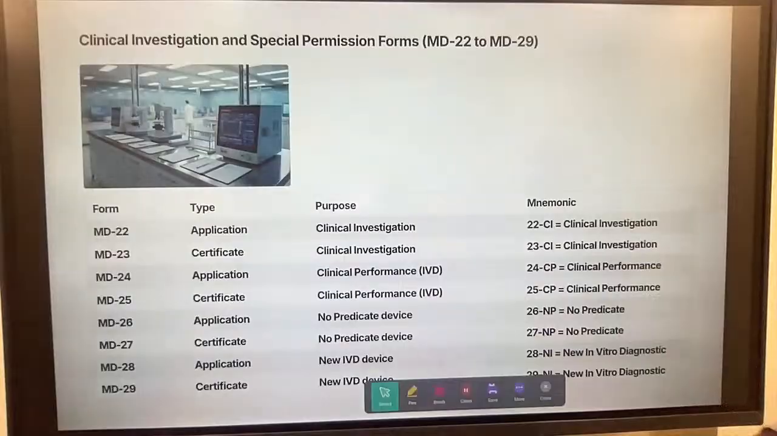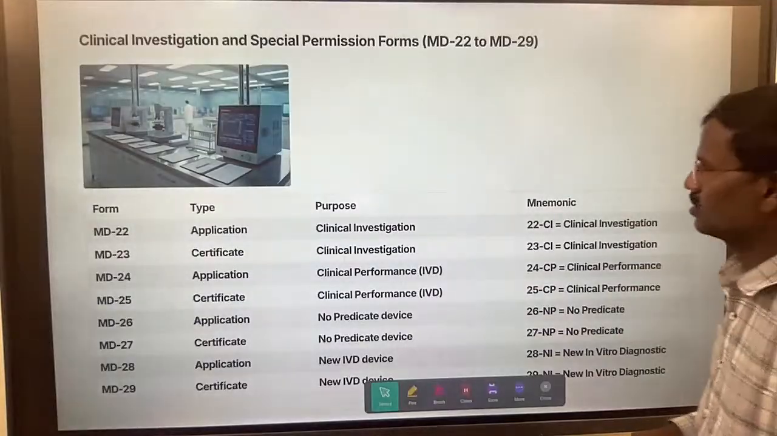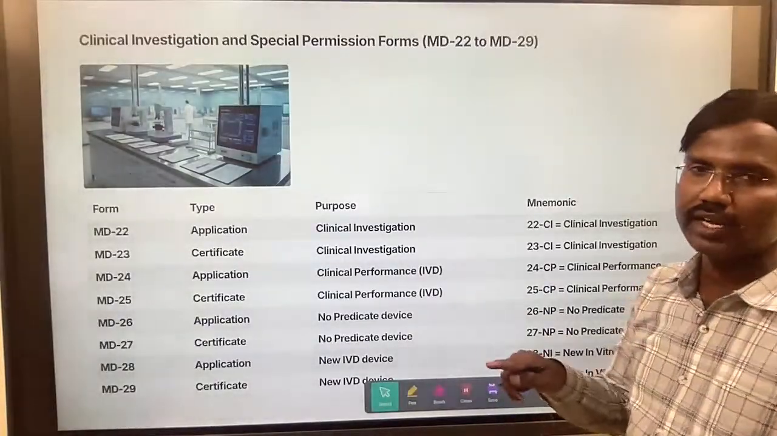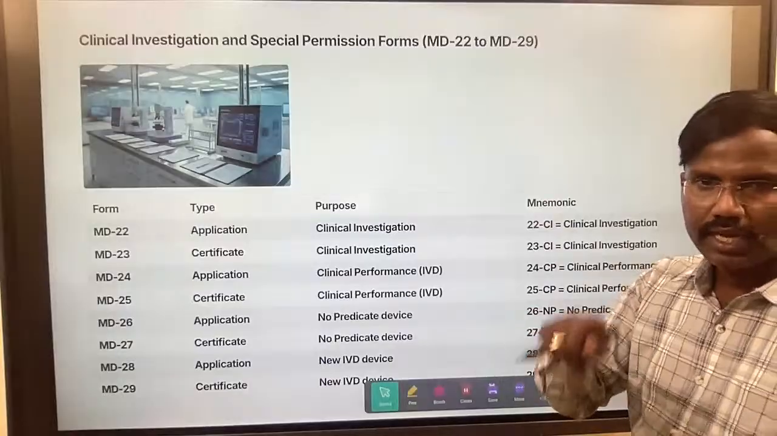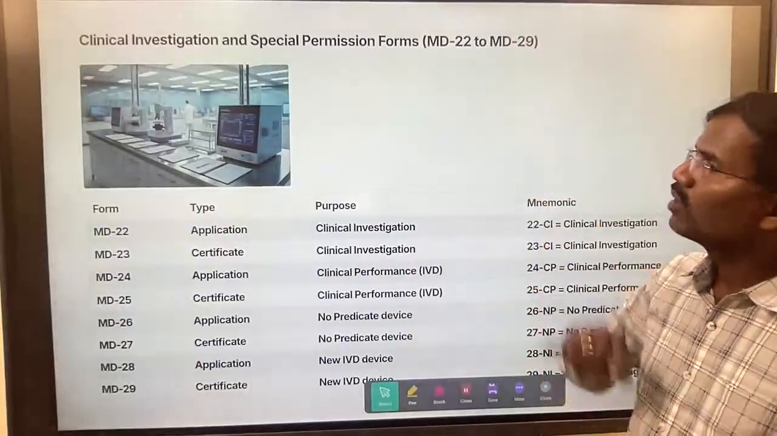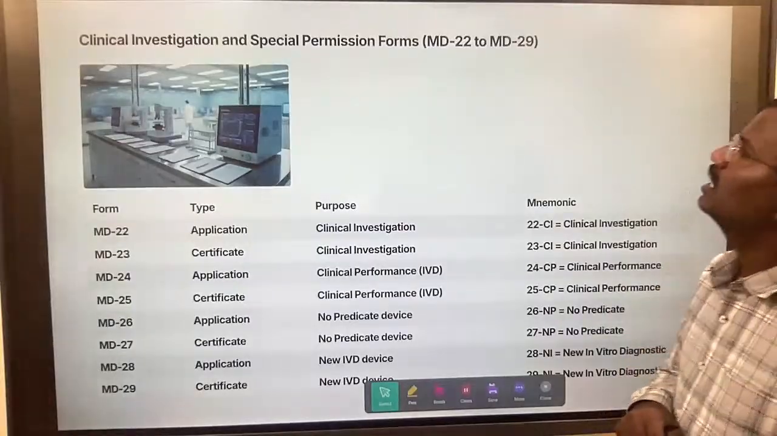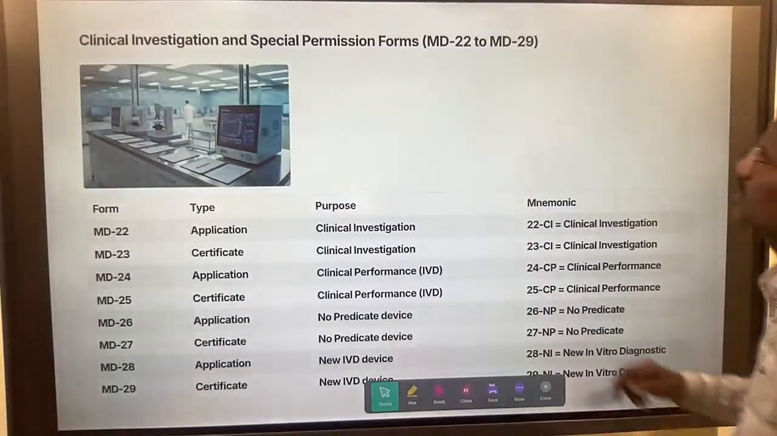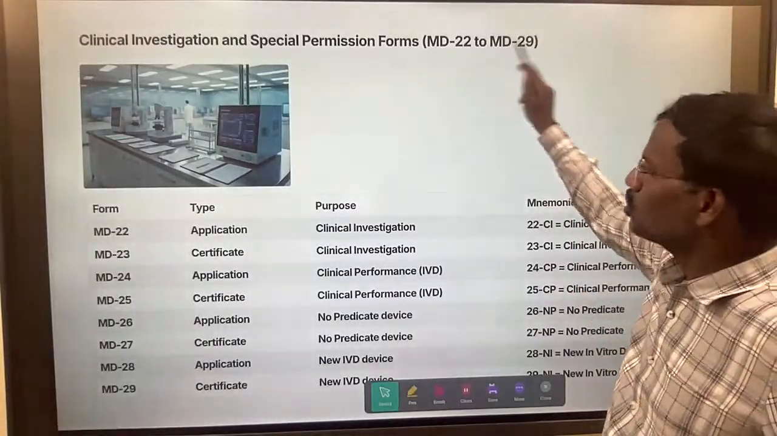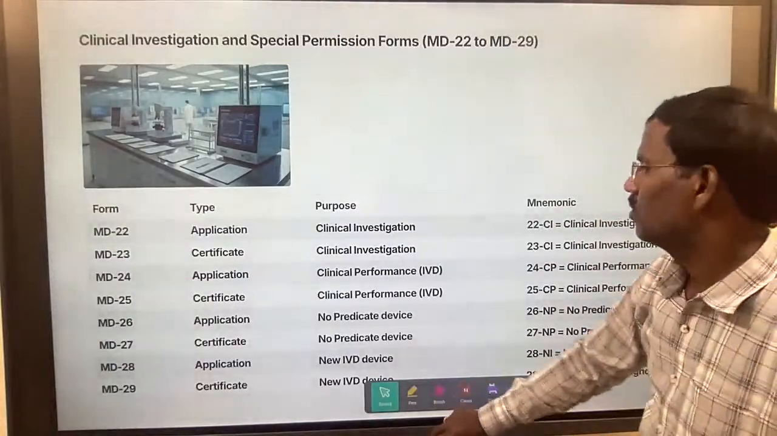Next, clinical investigation and special permission forms. Import is completed, core manufacturing is completed. Once import is done, we'll go for the clinical investigation and special permission forms, MD22 to 29. Here we'll see what these forms are.